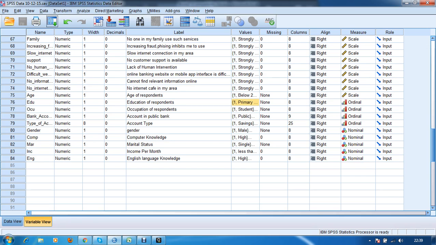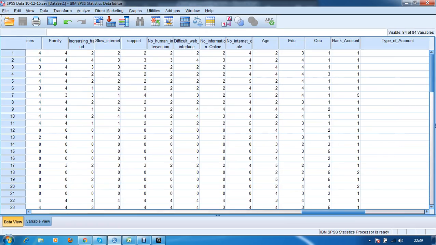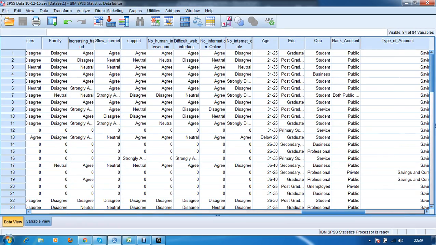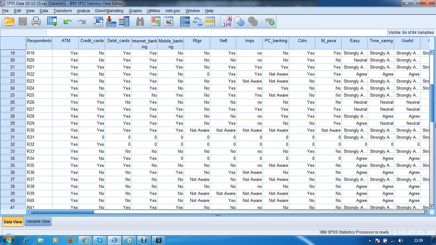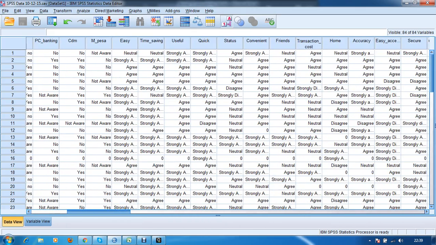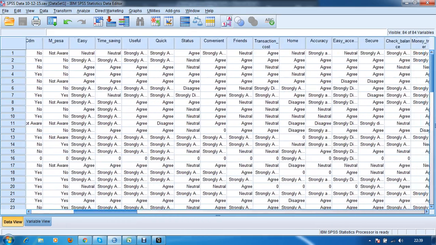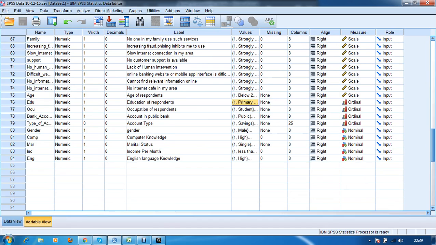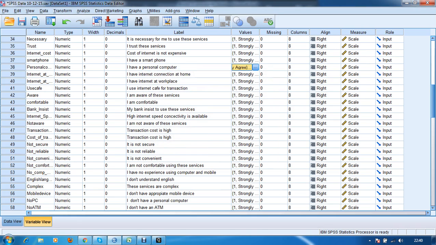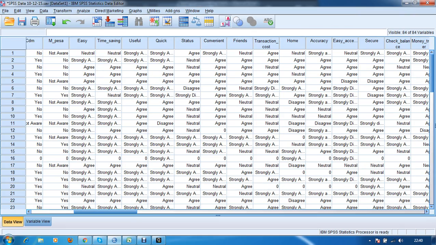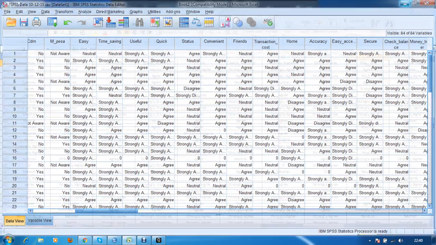So this is the SPSS dataset from where I have extracted the files. You can see here some of my labels that I have described. These are the respondents. There are 50 respondents, and the factors I have considered here are time saving. It is measured in a Likert scale, ranging from 1 to 5, which states 1 is equal to strongly agree, 2 is agree, 3 is neutral, 4 is disagree, and 5 is strongly disagree. So these are the factors that I have taken from the data set of SPSS.